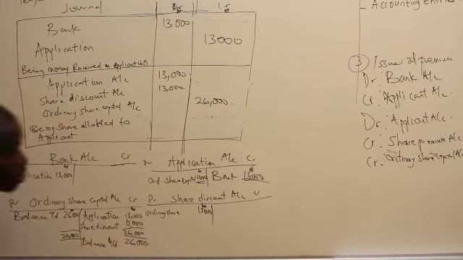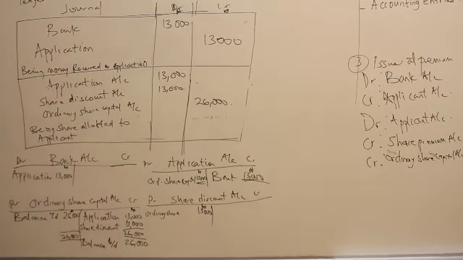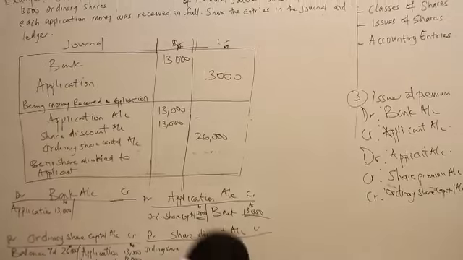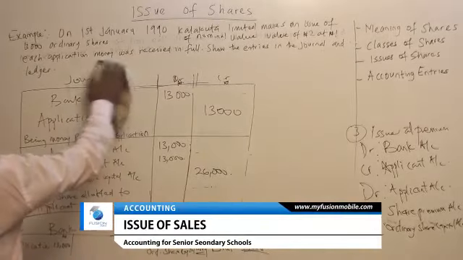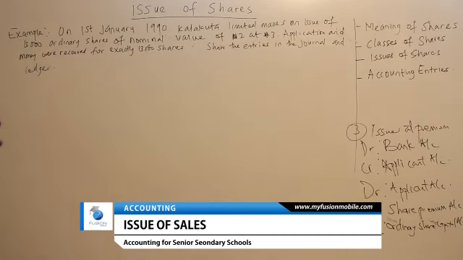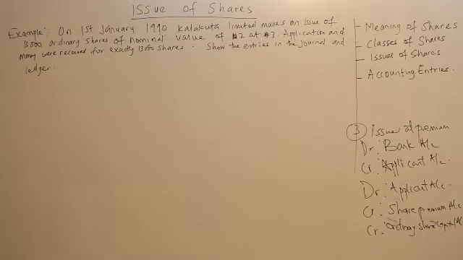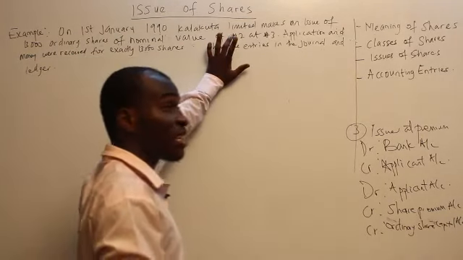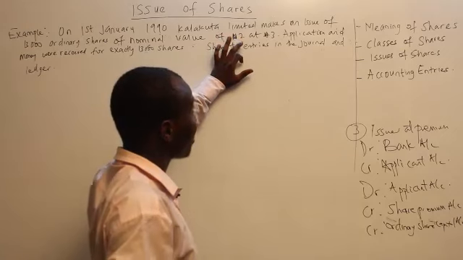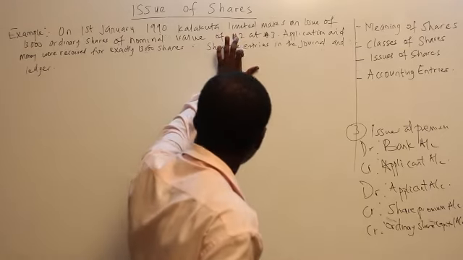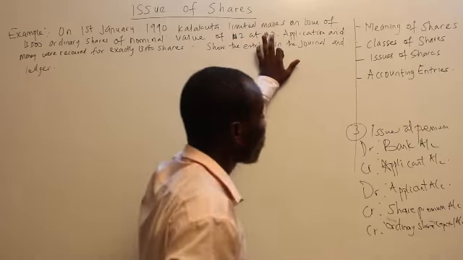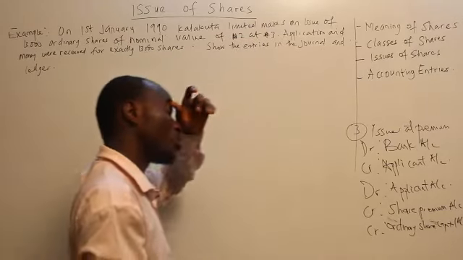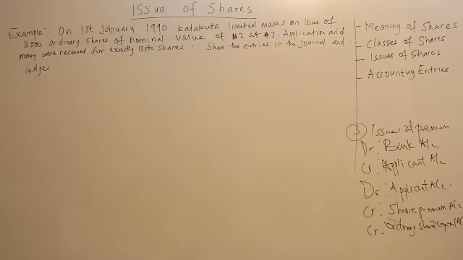So let's look at the share issued at premium. Shares can also be issued at a premium. Okay, we have an example on shares issued at a premium. On 4th January 1990, Kanakuta Limited makes an issue of 13,000 ordinary shares of nominal value of 2 naira at 3 naira. That means the nominal value of the share is 2 naira, but the current market price is 3 naira when it was issued. Applications and money were received for exactly 13,000 shares. Show the entries in the journal and ledger.